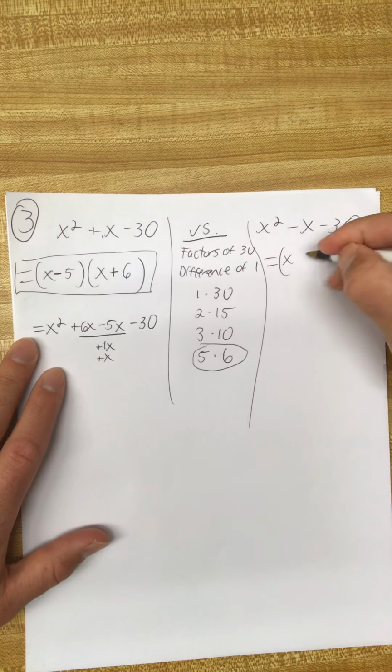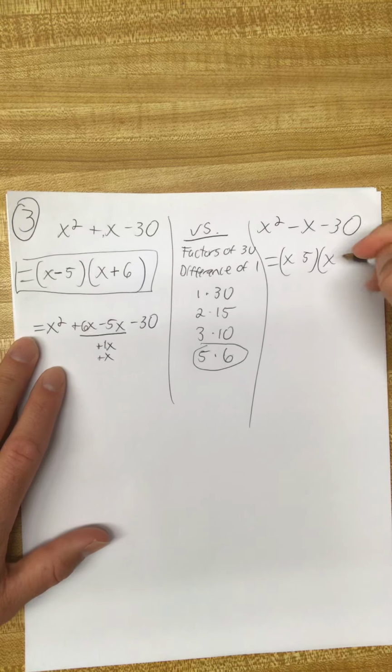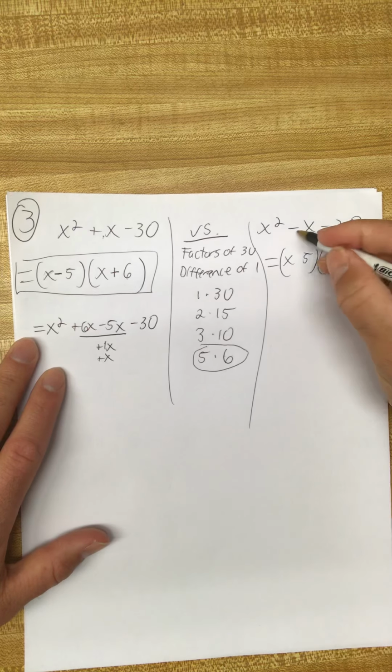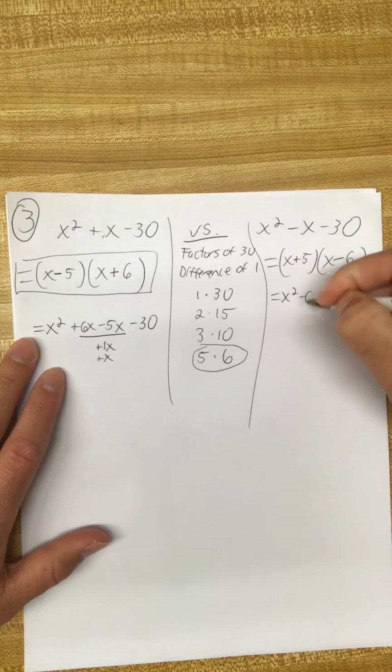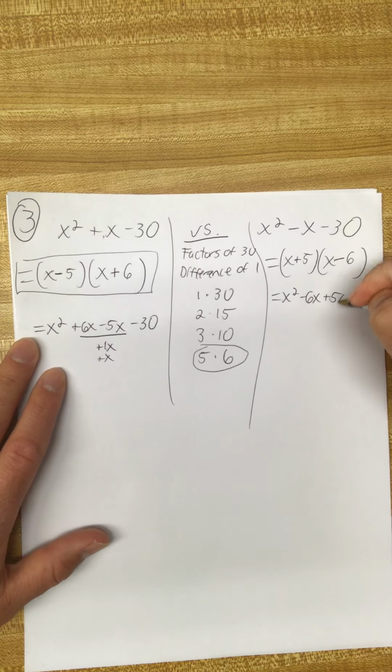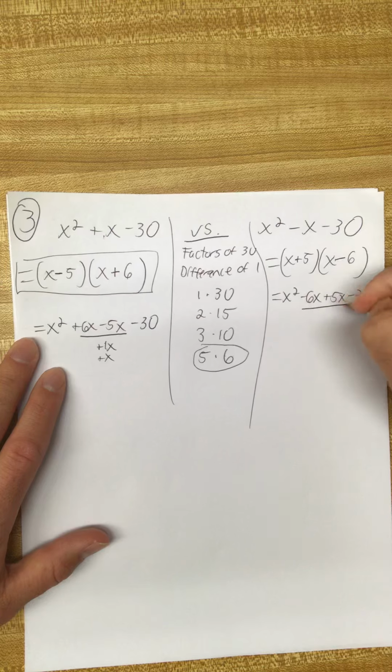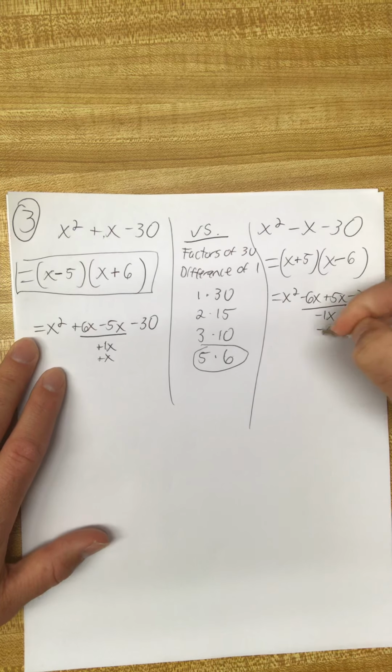Over here, again, x and 5, and then x and 6. I need to get a negative 1, so I go minus 6 plus 5. So you get x squared minus 6x plus 5x minus 30. That'll be negative 1x.